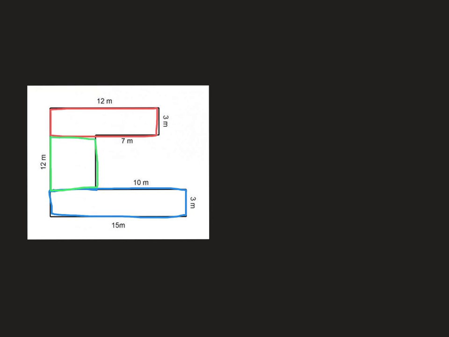Okay, let's start with the red at the top. You can see I've got a length and a width, so to find the area, I'll put the formula at the top again, length times width. That's going to be equal to, in the red one, 12 times 3, which is going to give me 36 square meters. You can see it's in meters this time.